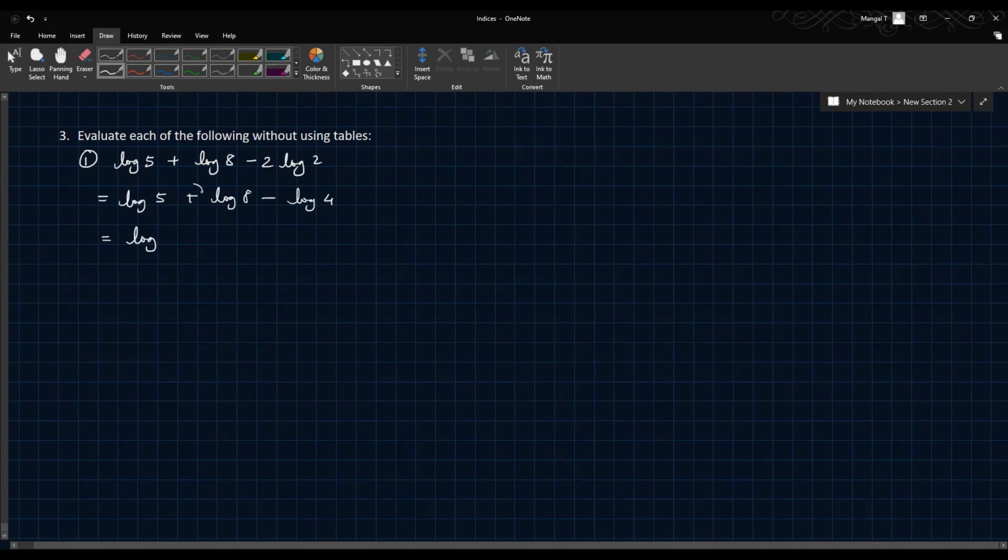Now, in this particular case, this is an addition, so that will turn into multiplication. This is subtraction, so that will turn into division. So 4 ones are, 4 twos are. So you will get log 10. And I told you when nothing is given, you assume the base to be 10. So log 10 to the base 10, the answer is 1. Because the law says that log a to the base a will be 1.